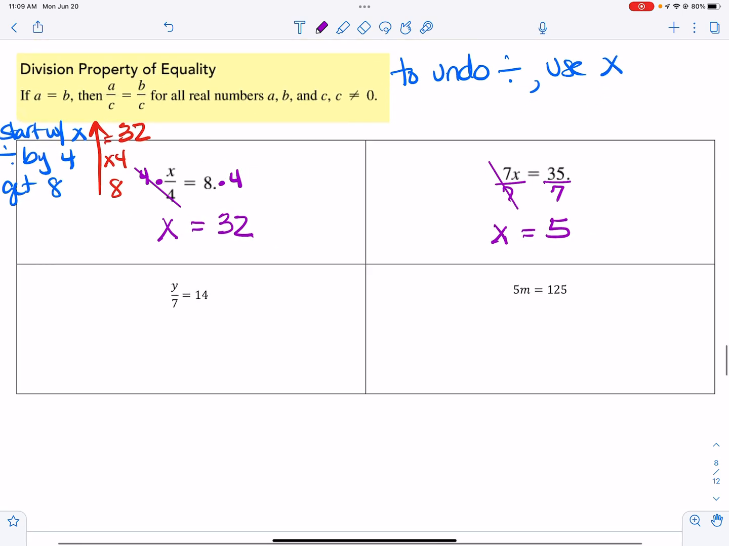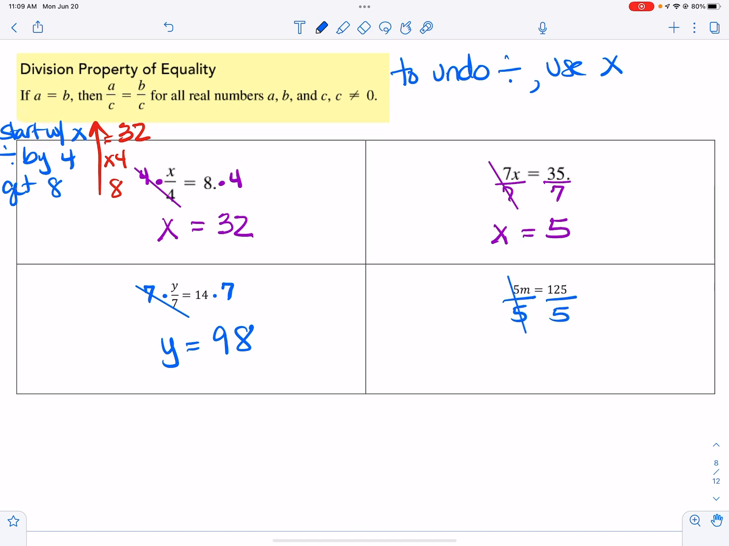The last two are going to be multiplying by 7 on both sides. That gives me y is equal to 98. And 98 divided by 7 does equal 14. Okay, divide by 5. That gives me m is equal to 25. So those two pages are one-step equations.